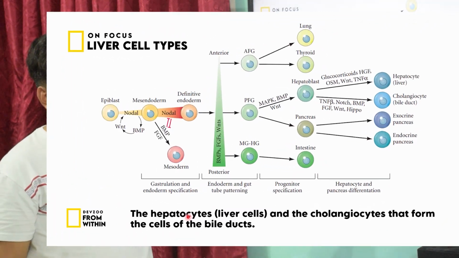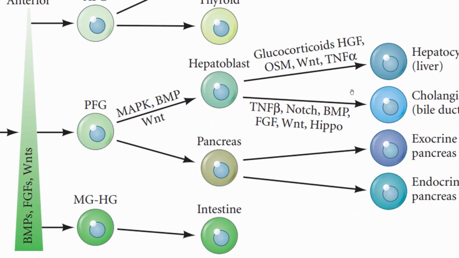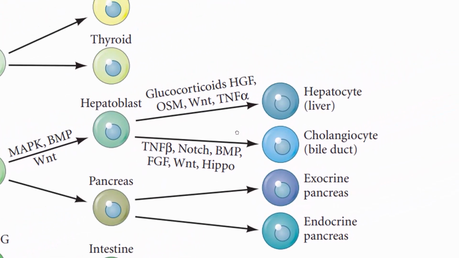Next. So let's go back to this principle of anterior to posterior patterning. As we can see here, the hepatocytes or liver cells and the cholangiocytes that form the cells of the bile ducts can be formed from hepatoblast. So the glucocorticoids, FGF, OSM, WNT will induce the hepatoblast to be differentiated into liver cells, or what we call the hepatocytes. While the TGFB family, together with Notch factors, will cause the differentiation of hepatoblast into cholangiocytes or the bile duct cells.